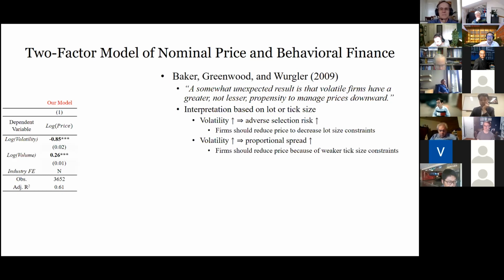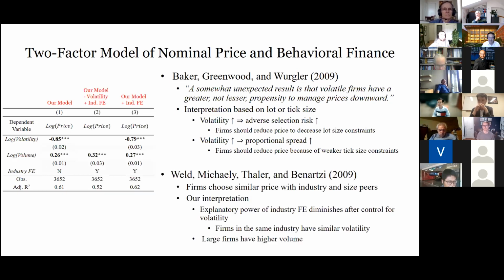The other way is the opposite, but it leads to the same conclusion. We know that when volatility increases, the proportional bid-ask spread increases. That means when you choose the same price, you are much less likely to be tick size constrained. So firms should reduce the price because they face less tick size constraint. So from either the lot size constraint or the tick size constraint, volatile firms should choose a lower price.